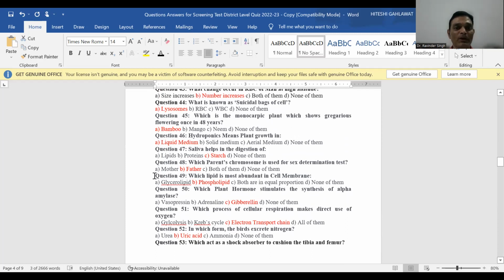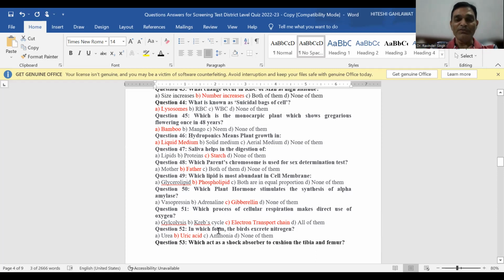That is the father. Question number 49, which lipid is most abundant in cell membrane? That is the phospholipid, which you also call the phospholipid bilayer. Question number 50, which plant hormone stimulates the synthesis of the alpha amylase? That is the gibberellin. Question number 51, which process of cellular respiration makes direct use of the oxygen? That is the electron transport chain.